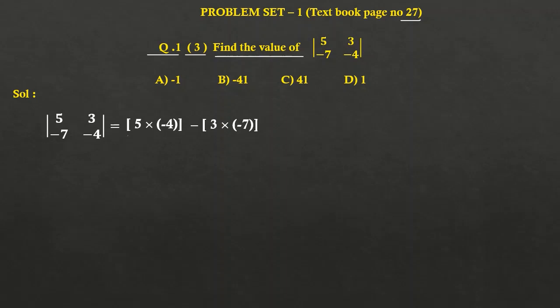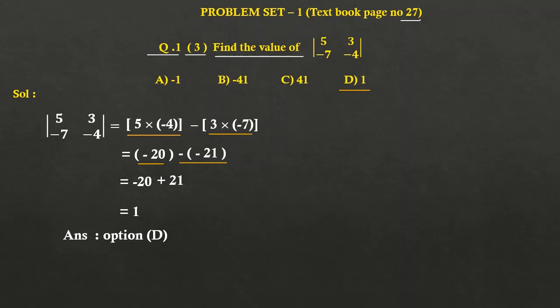So the first bracket's answer is 5 into minus 4 equal to minus 20, and the answer of the second bracket is 3 into minus 7 gives you minus 21, and the middle minus as it is. So now this minus into minus gives you plus. So in the next step we'll write minus 20 plus 21, which gives you the answer 1. So if we check which option is correct, we are getting option number D as our correct option. So with that we are done with the concept of determinant.